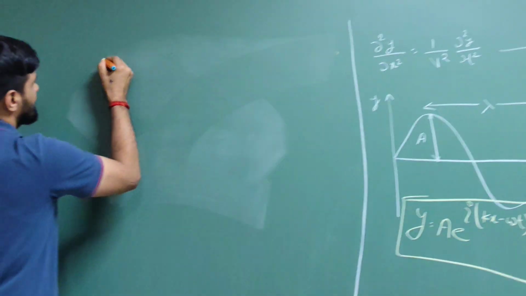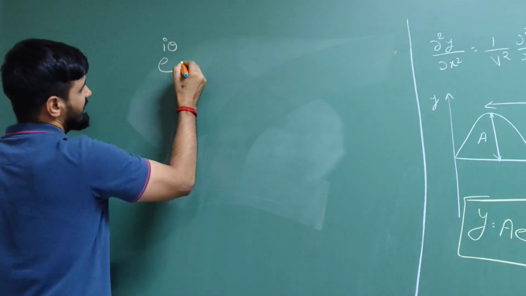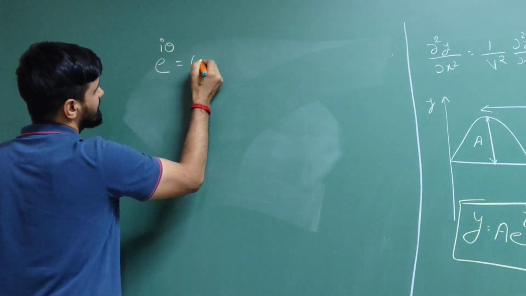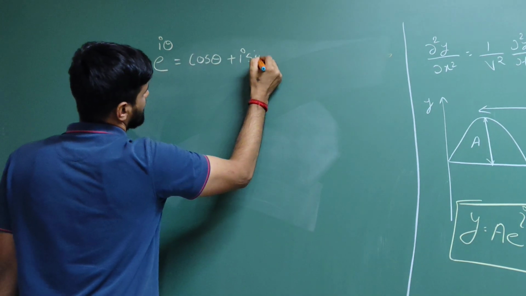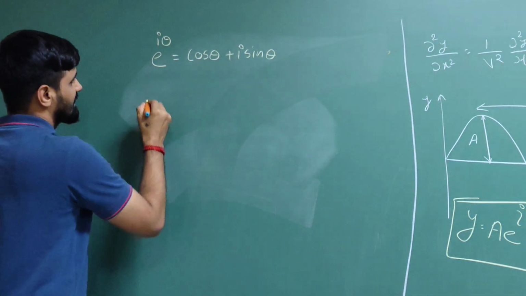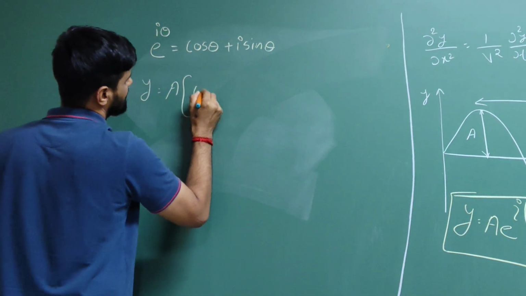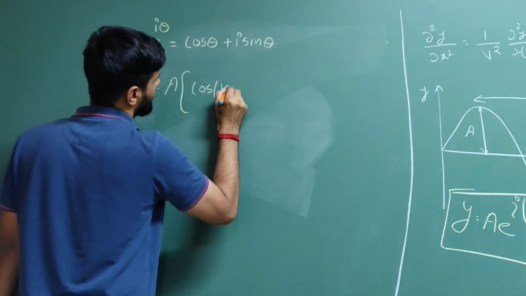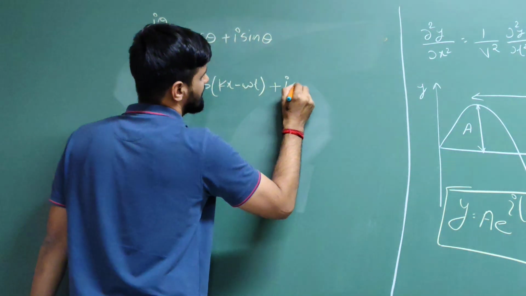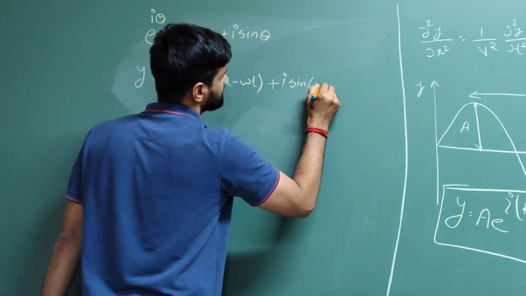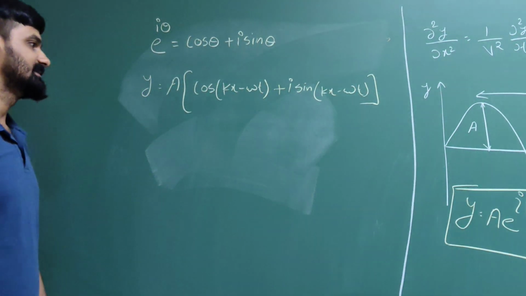So let's try to understand this. In complex numbers, we can expand the function e to the power i theta in the form cos theta plus iota sin theta. Similarly, we can expand this: y equals A cos(kx minus omega t) plus, obviously, iota sin(kx minus omega t), right? We can write it this way.